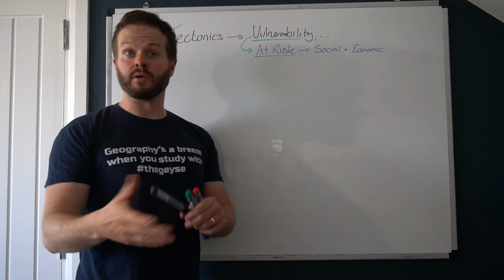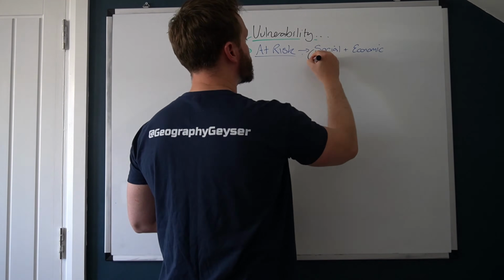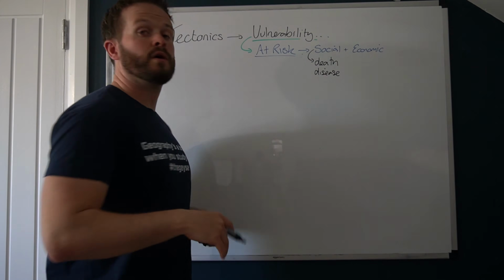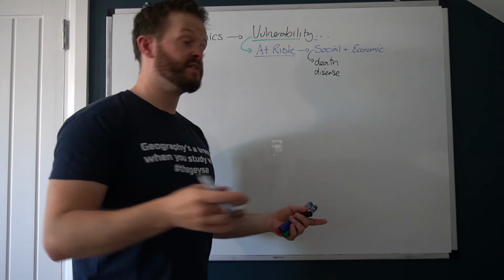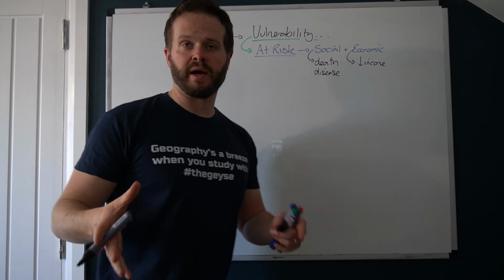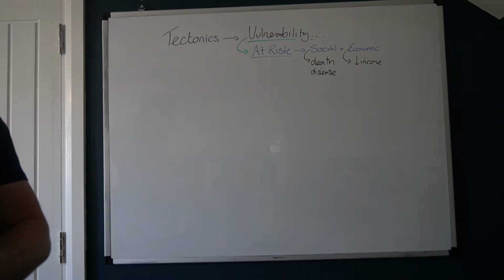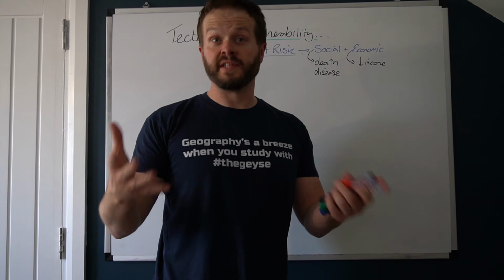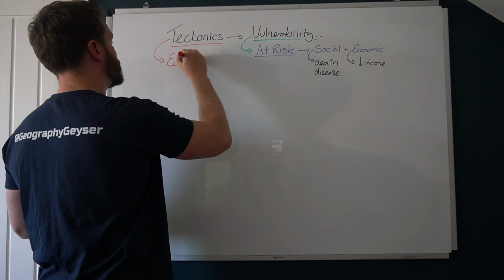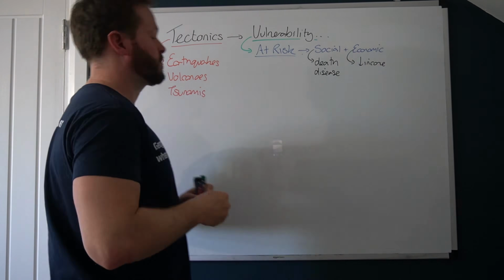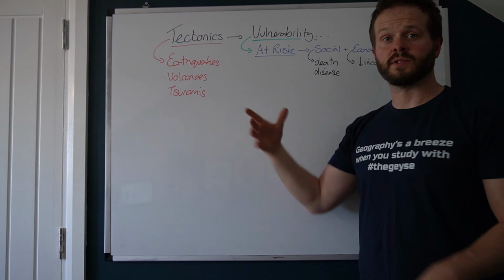So some classic social and economic impacts might be, for social we might have death and disease. Economic, we might have reduced income. Now the hazards, obviously they come into play as well. Yeah, so we've got earthquakes, volcanoes and tsunamis.